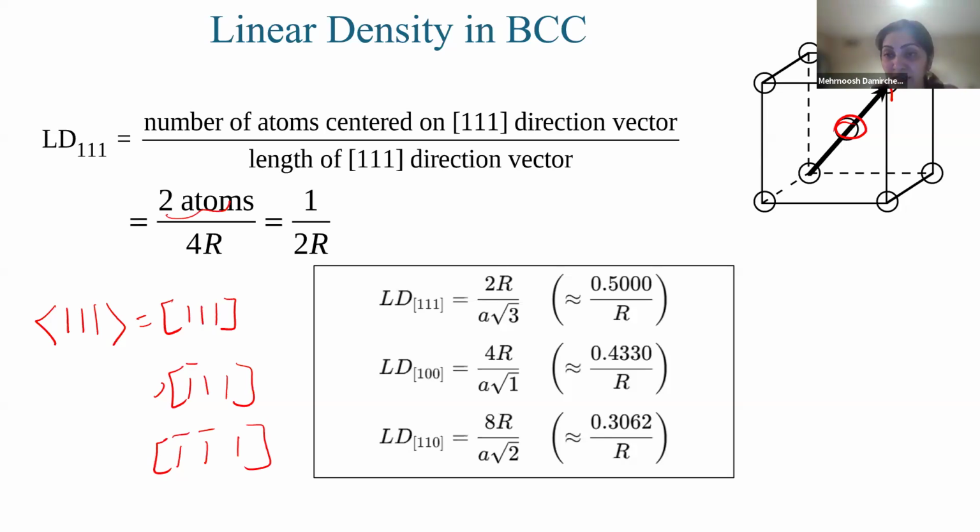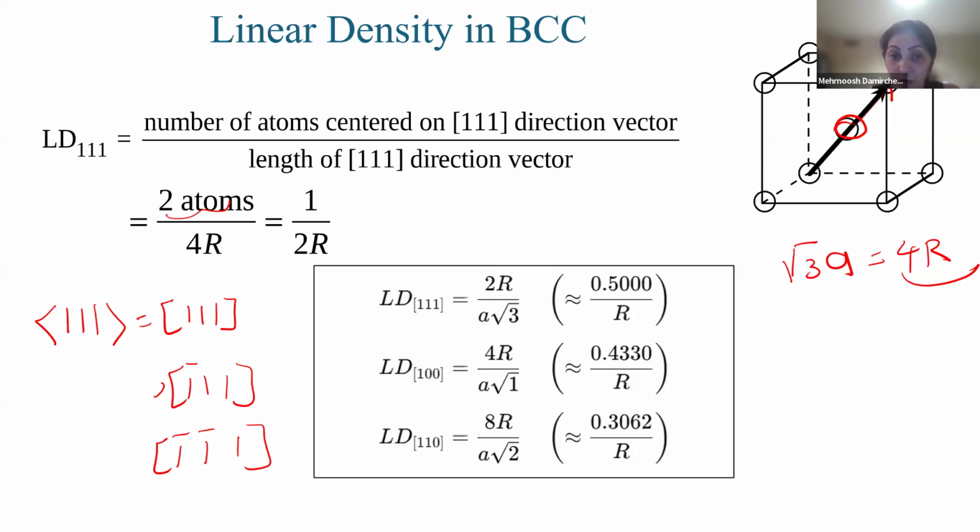But what is this length? If you remember from the previous slide, when we talked about the BCC, the diagonal of the cell is root 3 a. Yeah, or it equals 4r. If we want to write it as a function of r, instead of this length, only substitute for it with 4r, and 2 and 4 simplified, and it should be 1 per 2r.